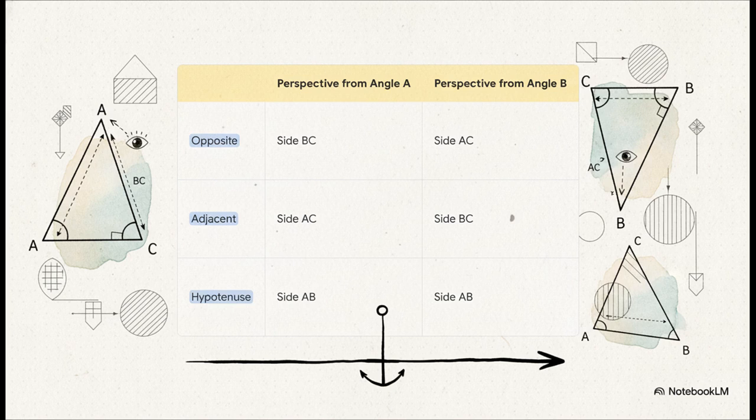Okay, this slide right here, this is the aha moment. It shows the whole concept in action. So if we're looking from the perspective of angle A, the opposite side is BC. But if we walk over and stand at angle B, now all of a sudden the opposite side is AC. See how they just flipped? And the adjacent sides flipped too. But what's the one thing that stayed the same? The hypotenuse. It's always AB, our stable anchor.